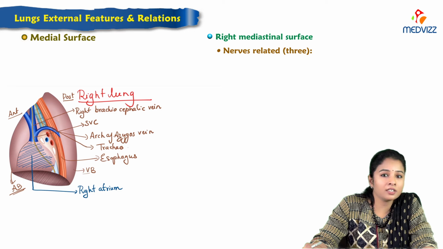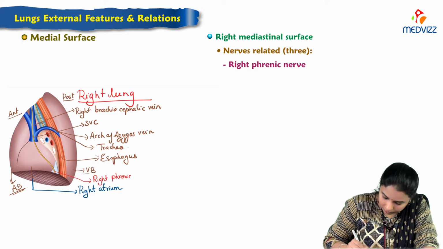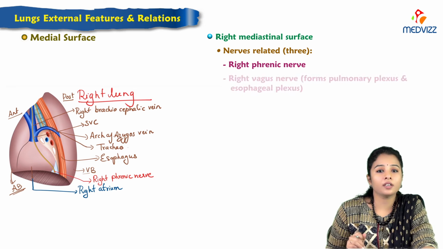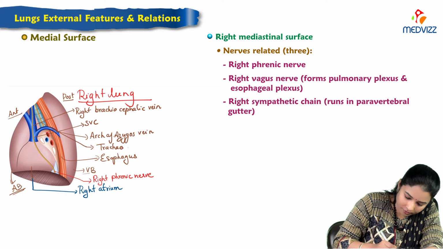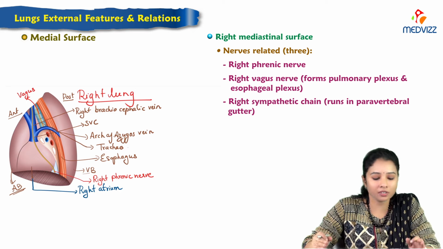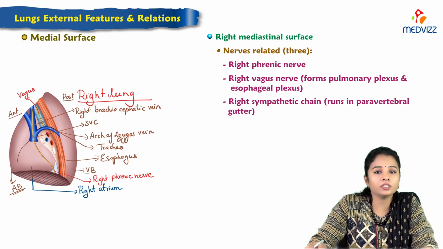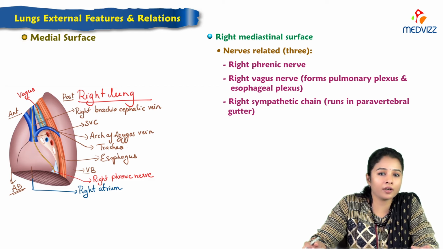There are three nerves which are related: the right phrenic nerve, the right vagus, and also the right sympathetic chain. The vagus and sympathetic chain are not depicted here. The sympathetic chain is present near the vertebral border posteriorly. The right sympathetic chain runs in the paravertebral gutter, and the right vagus forms the pulmonary and esophageal plexus, whereas the right phrenic nerve runs uninterruptedly downwards towards the diaphragm, where it innervates the right dome of the diaphragm.